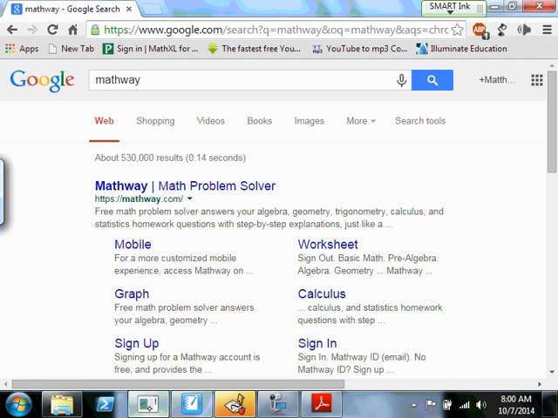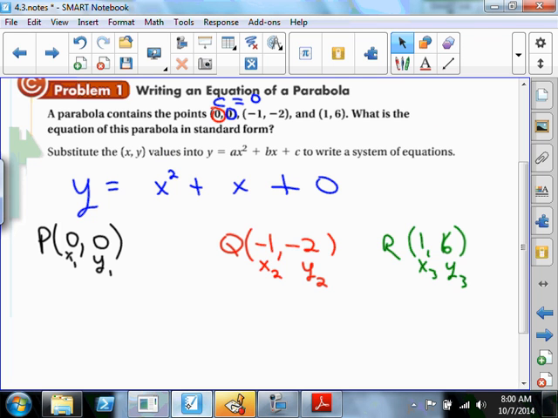There's a reason that I have this Mathway website open, because a lot of you don't have graphing calculators, and we're going to use Mathway and matrices. So it's all about the M's today, modeling, Mathway, matrices, math. It's all about the M's today.